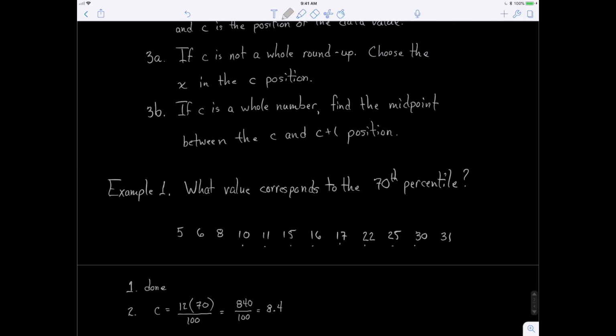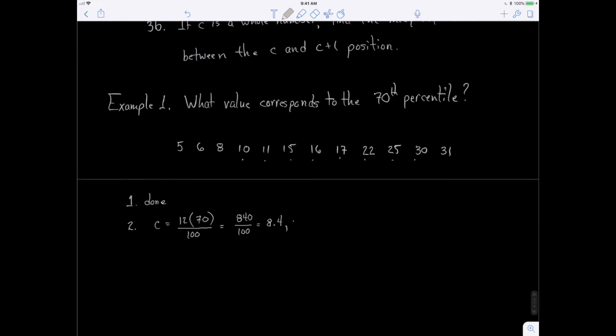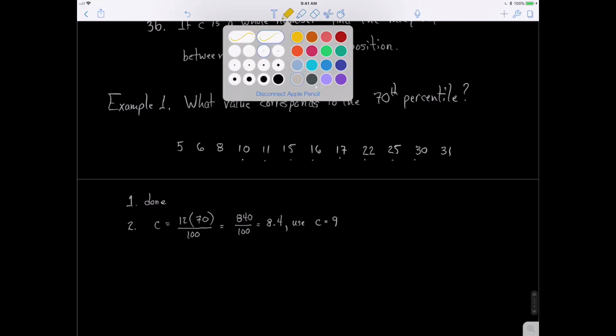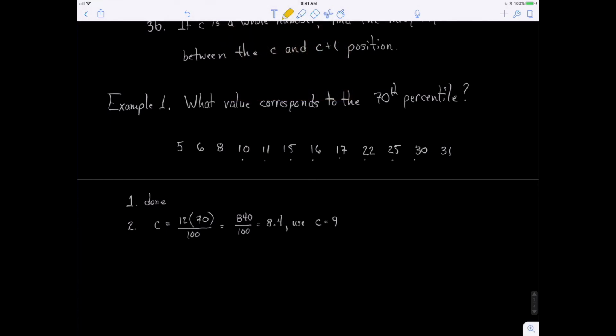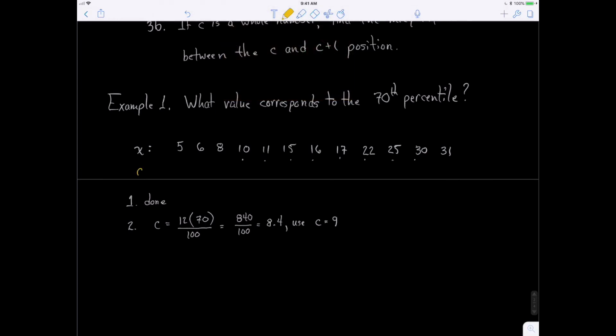It says if C is not a whole number, round up. Well, C in our case is not a whole number, it's a decimal. So what we want to do is use C equals 9. Now, let's just be clear here about what the C's are. These are my x's right here, the data values. The C's are the position of the data value in the list.